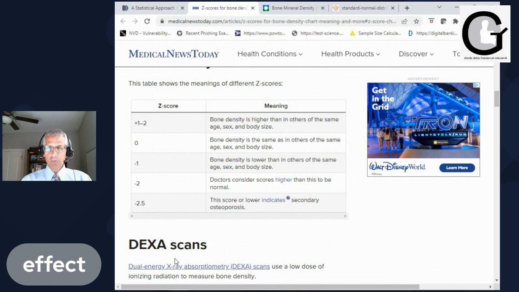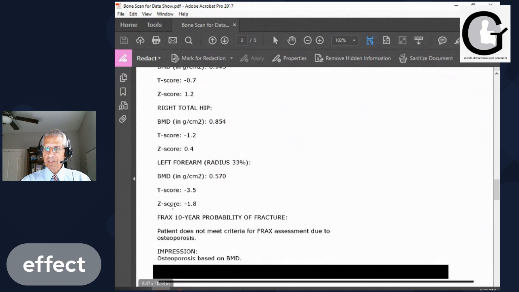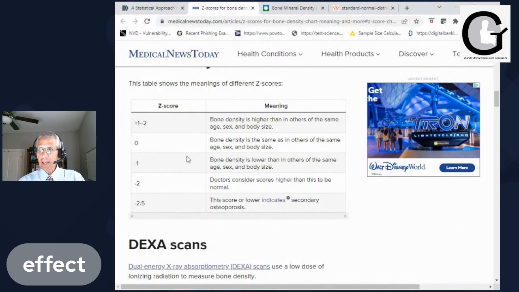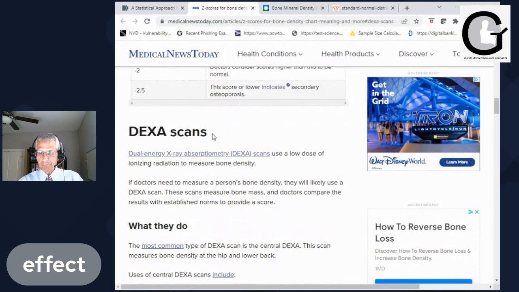Wait a minute. Negative 1.8, when we talk about this, means that even though this individual has a negative 3.5 T score, which shows osteoporosis, the Z score, which compares their bone density against others of their age and of their sex, and whatever else, is negative 1.8, which according to the WHO means that it's actually okay. It's actually okay. So that's what happens here. It's like, whoa, what's going on there?